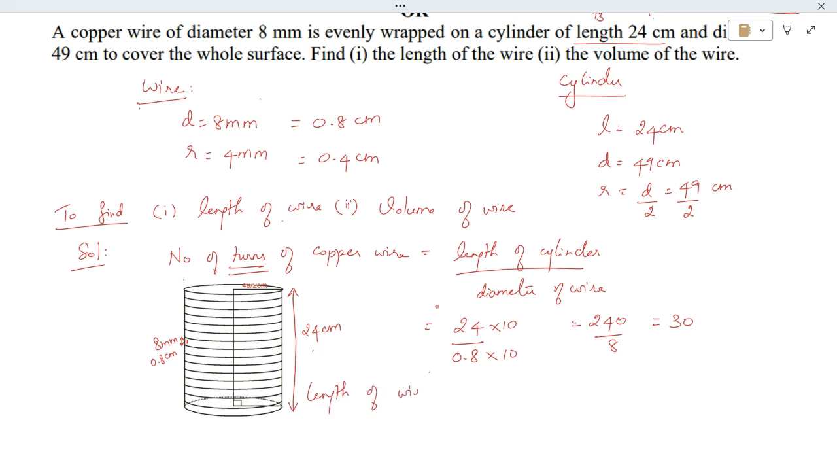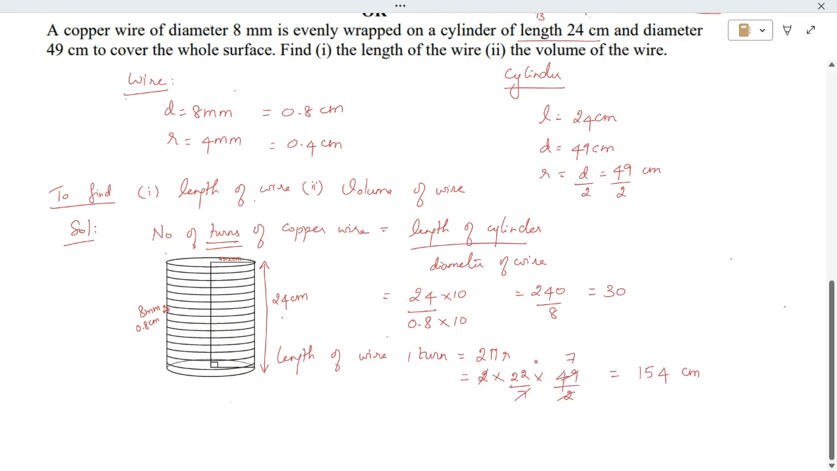But first let me find length of a wire taken one turn to wrap the cylinder. It's a circle, right? So when it is wrapping, it is in terms of circle, so it is the circumference of the circle. So it is 2 pi r, that is 2 into 22 by 7 times the radius, which is 49 by 2. So cancel 7 and 49, which is 7 times, and 2 and 2 get cancelled. So your answer for length of wire taken to wrap around the cylinder is 154 centimeter.